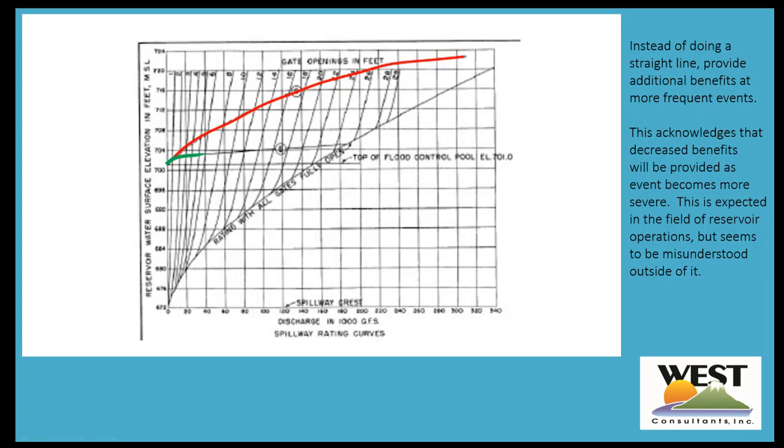And one thing that this acknowledges, and again I think that this is misunderstood, is that it should be expected that you're going to get decreased benefits as the event becomes more severe. That the attenuation that you get in the downstream areas, or the mitigation that you get in the downstream areas, is going to be less if this event gets to be severe, because now you're starting to have bigger jumps in the discharge with a certain change in elevation. So again, it's important to understand that.